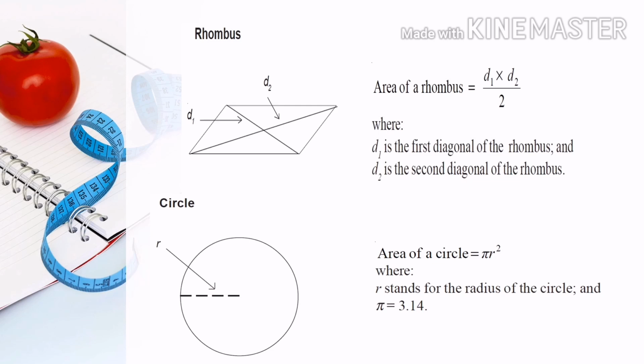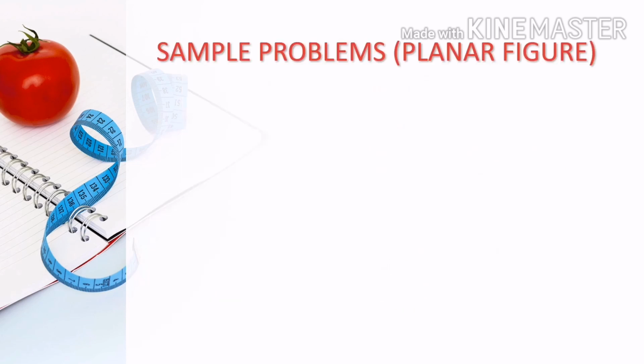And the last planar figure we have here is a circle. The area of a circle is given as pi r squared. Alam na natin ang r as radius. That is the length from the center of the circle to any point along the circumference o kalahati siya ng diameter. And of course, pi has a numerical value of 3.14. Let's try those formulas sa pagsagot natin sa mga sample problems na ito.